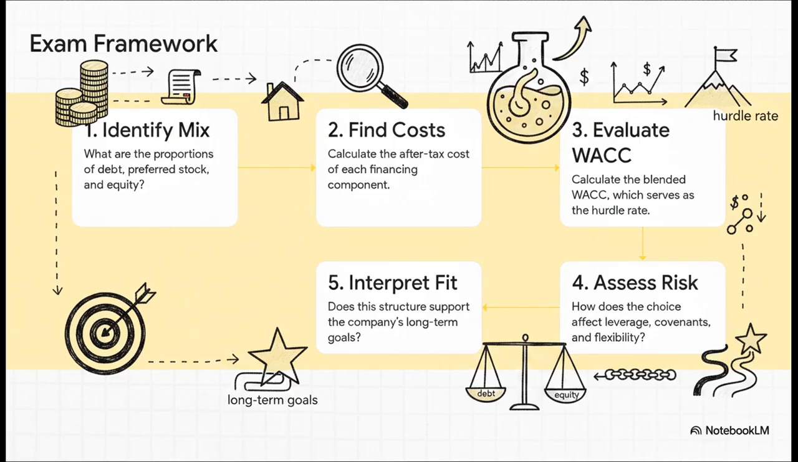But please, don't stop there. Step 4, and this is the most important part, assess the impact on leverage, liquidity, and those pesky covenants. And finally, step 5, interpret the big picture. Does this financing choice actually support the company's strategy? And just a heads up, exam questions might use messier numbers than our simple example, but this exact 5-step logic will always get you to the right answer.